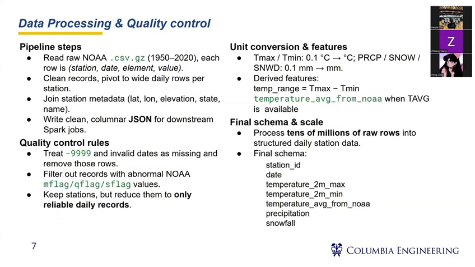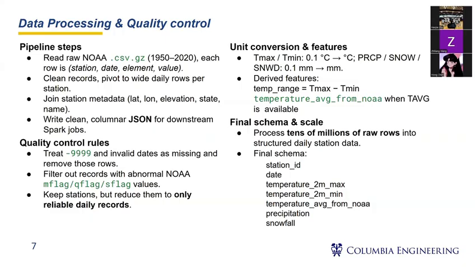Here are our main pipeline steps. We read raw CSV gz files, clean records, and pivot to wide daily rows. We also join station metadata such as latitude, longitude, elevation, state, and name. Then we write clean JSON for later Spark jobs.